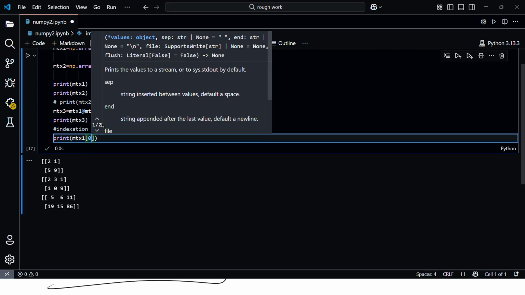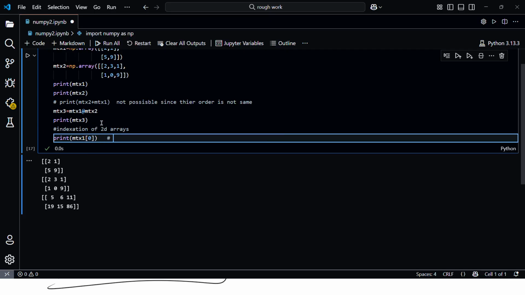So matrix 1 and 0. And the thing to be noted is that whenever we write matrix or array 2D and the indexation x, it means the representation.